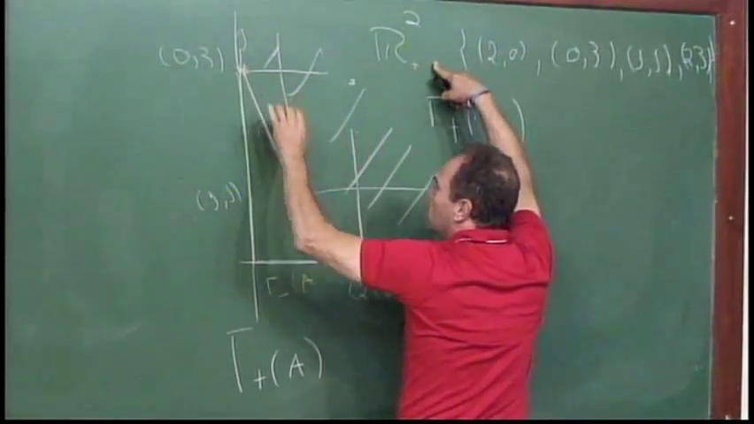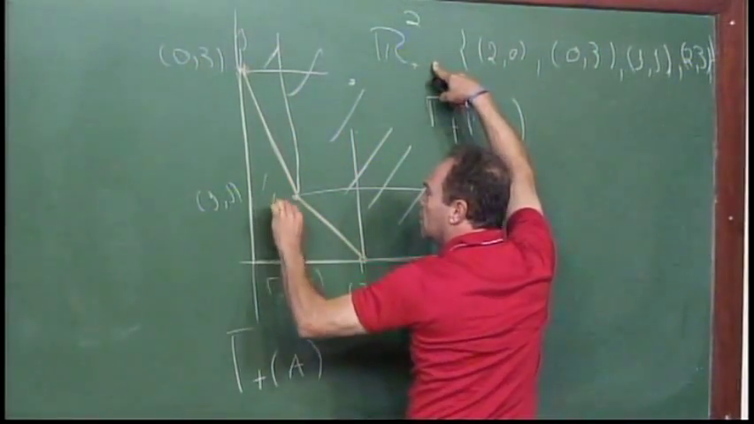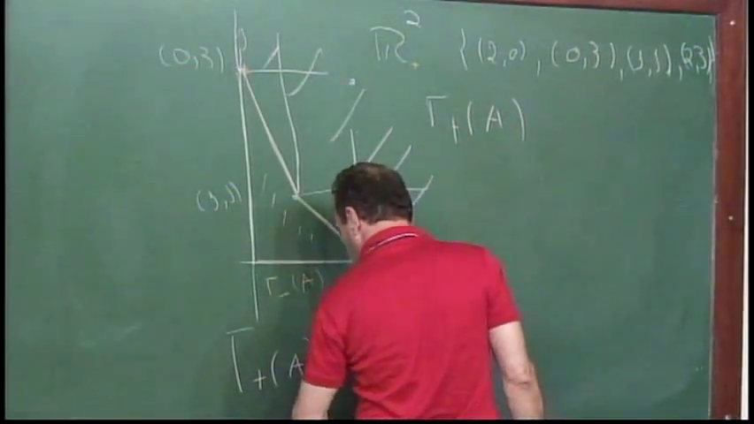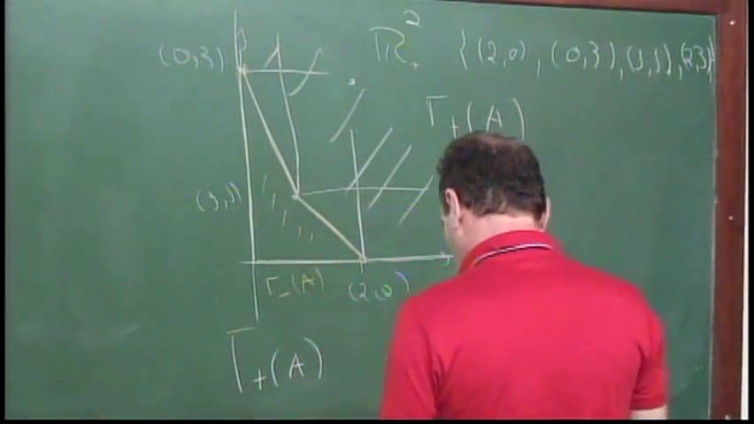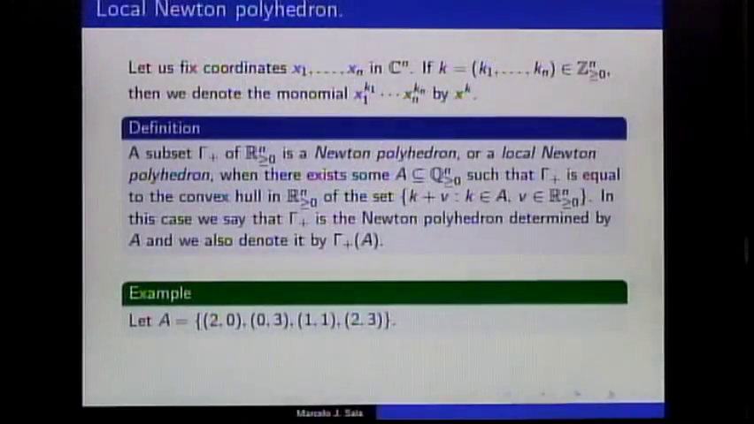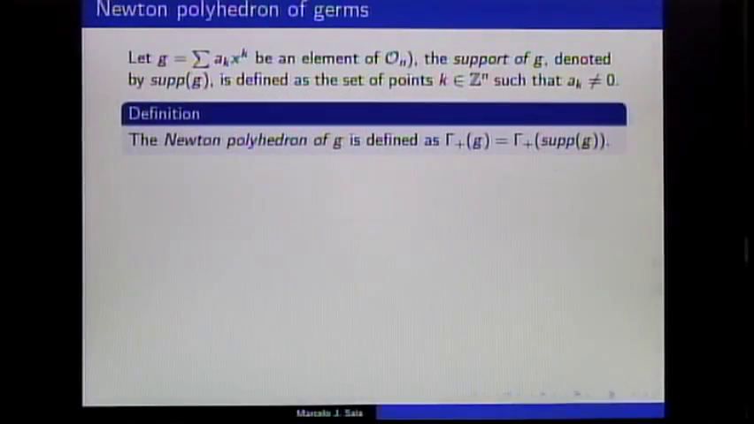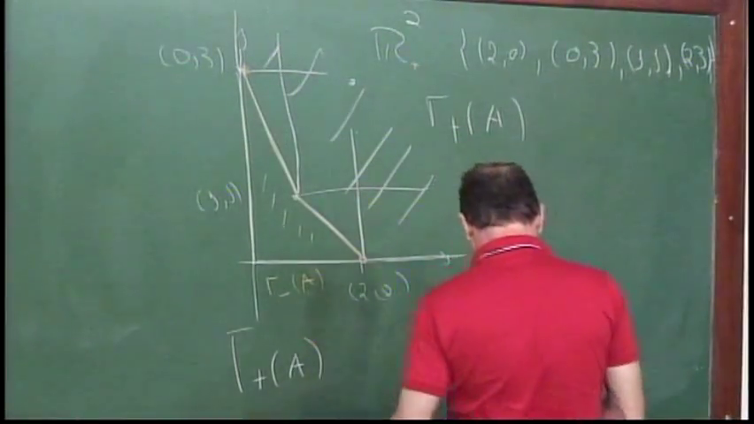By now, it's just points, but this set is also important in the calculation, okay? If you can do it for any set of points, we can define the Newton polyhedron of a germ, just looking for the exponents which appear in the Taylor series of the germ, okay? The germ has a Taylor series, a_k different to 0, so we are looking for the k like this.